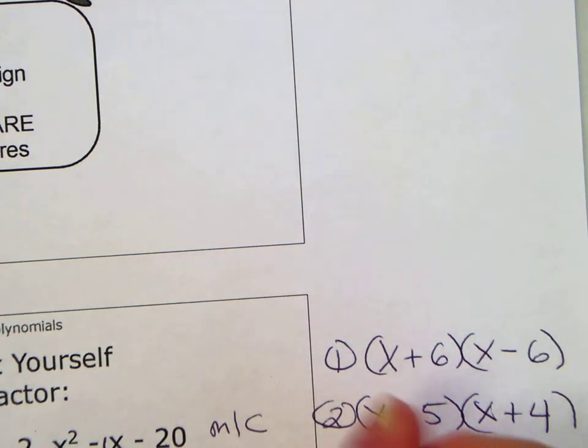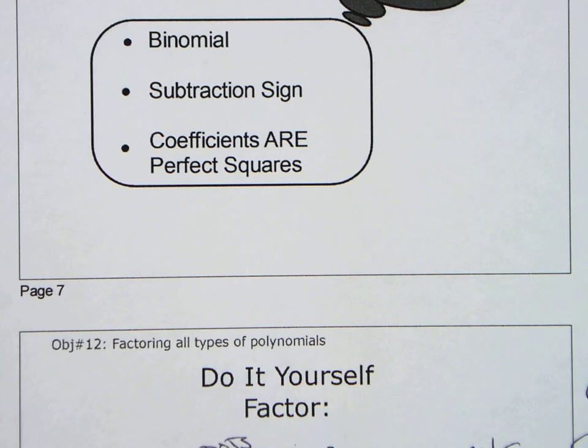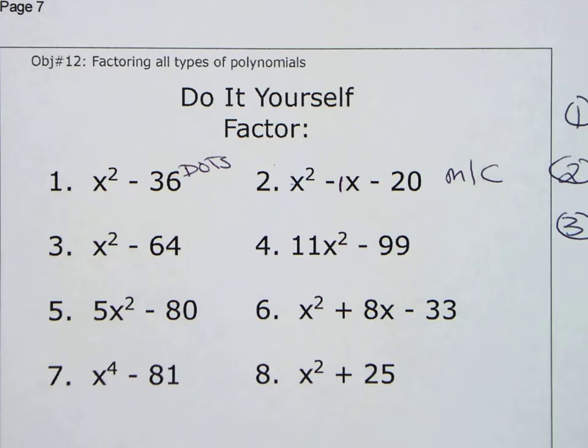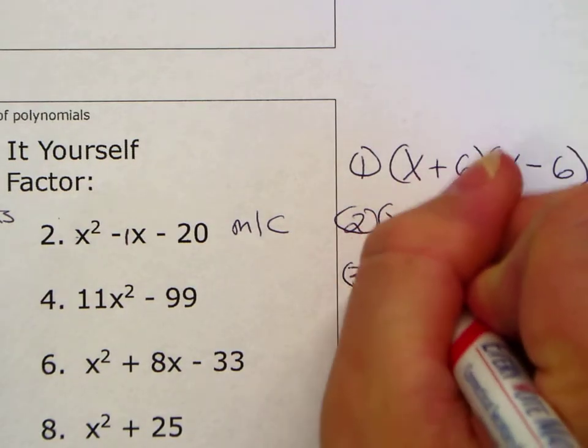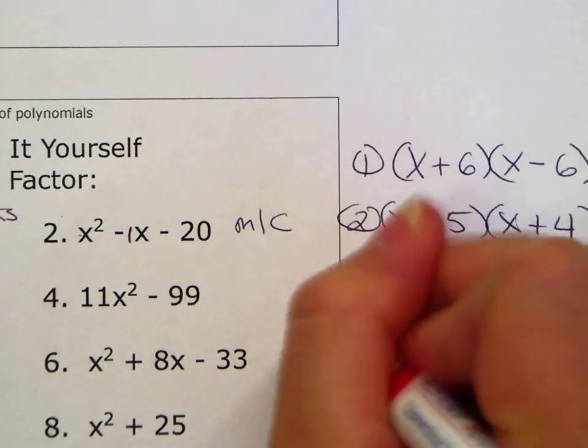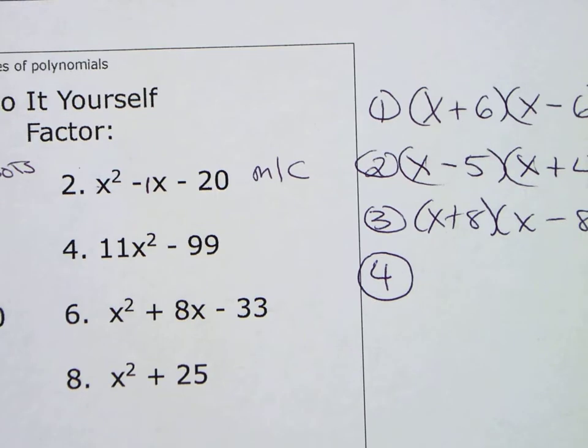Right? Number 3, look, it's just like number 1. Okay, maybe it'd be helpful if you could see. What's the square root of 64? 8. X plus 8, x minus 8. Okay. Number 4, 11x squared minus 99.